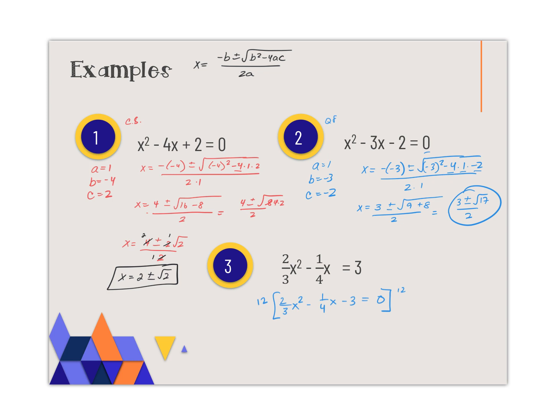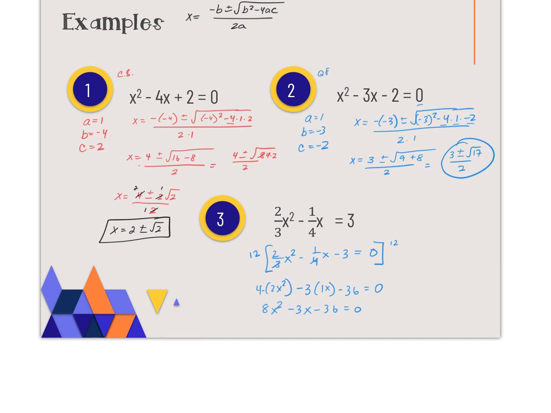And so if I multiply 2/3 x squared by 12, I'm going to end up being left with 4 times 2x squared. If I multiply 1/4 x by 12, I'm going to be left with 3 times 1x. And then if I multiply -3 by 12, it's going to be -36. And then 0 times 12 is 0. So I'm going to get 8x squared minus 3x minus 36 equals 0. And so now I'm ready to do my quadratic formula.